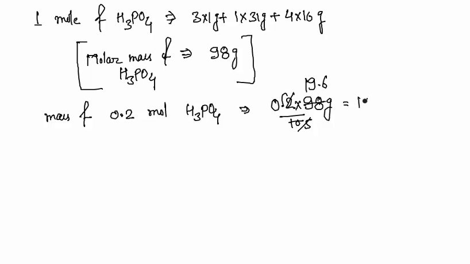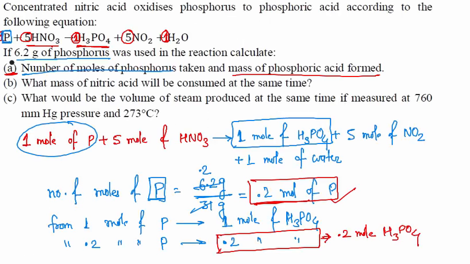So it becomes 551489.3. 19.6 gram. So how many grams of H3PO4 are produced? That is your 19.6 gram. So I think part A is over.